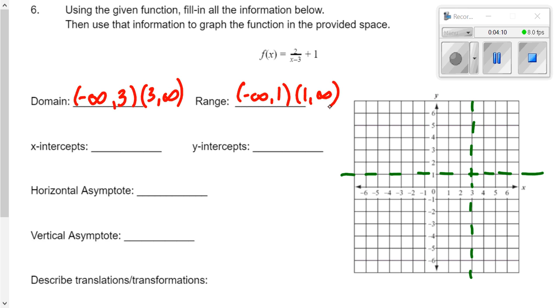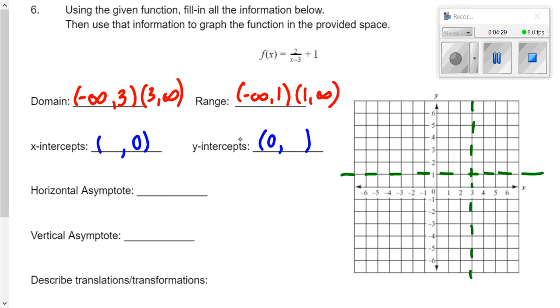Okay, so for x-intercepts and y-intercepts, this is true for all time, you guys. If I want an x-intercept, I want y to equal 0. And if I want a y-intercept, I want x to equal 0. So to find those points, I can just substitute in.